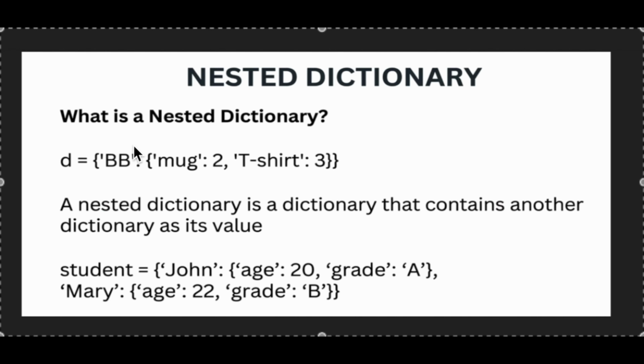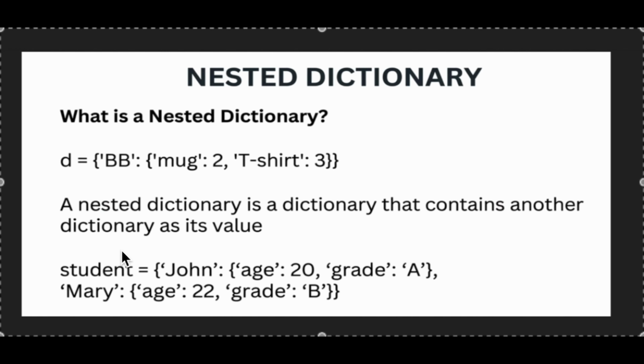In this first example, look at the first code snippet. D equals BB, and in that the dictionary has mug as 2 and t-shirt as 3. Think of BB as the name of a store, and inside that store we have a mini inventory which has mug and t-shirt. To get the number of mugs, you first have to enter the BB store, and then you have to check this. That's it. If you want, you can update it also.